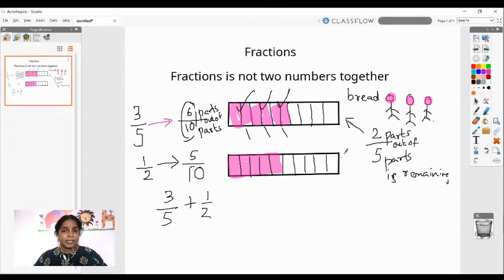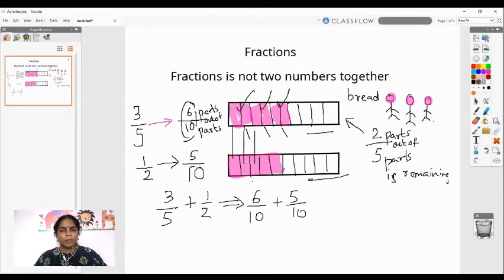And if you see, the same loaf of bread, totally 10 pieces only are there in each bread. This also has 10 pieces, this also has 10 pieces. That means 3 by 5 has now become 6 by 10. 1 by 2 is no more a 1 by 2, it has become 5 by 10. So now the part sizes are all equal. If you see, this part size is equal to this is equal to this.